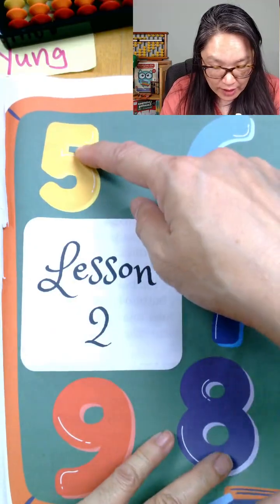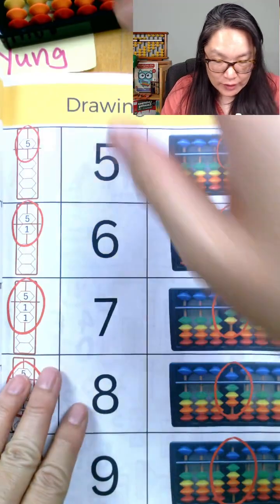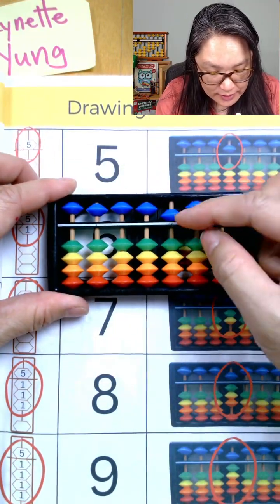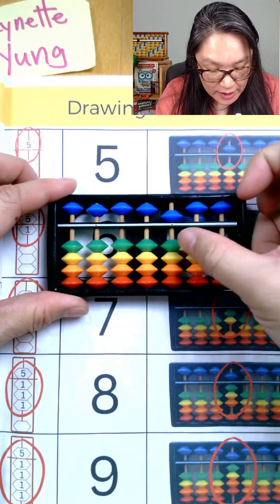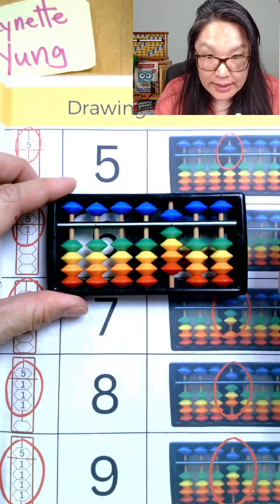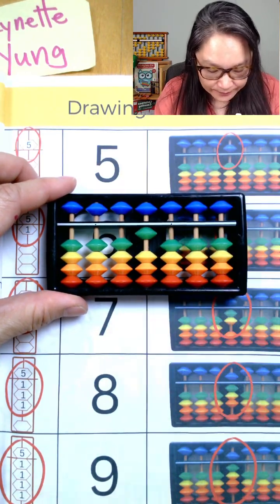Lesson 2 is about 5 to 9. The reason why is because when we look at it, the concept of 5 up here is being used when we add 6 and 7 and 8 and then 9. And then again we have 10.